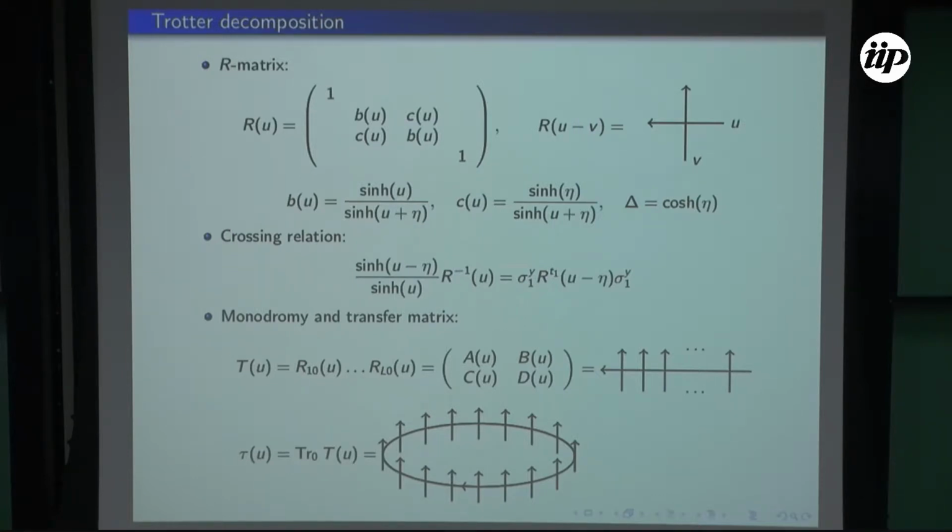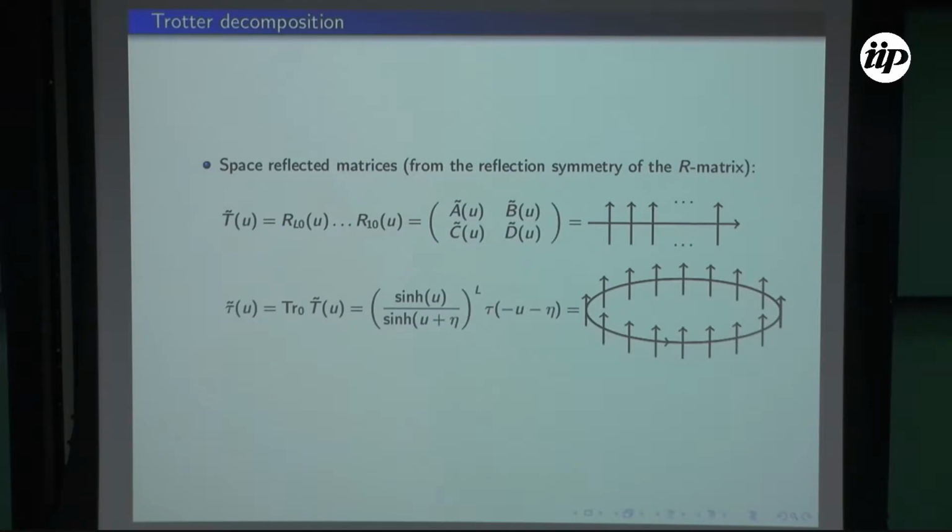It satisfies a crossing relation, which I just wrote down because later on we're going to use it. And of course, with the R matrices, you can define a T matrix. Sorry, a monodromy matrix. So a capital T is the monodromy. You can define a monodromy matrix with this monodromy matrix element, and you can take the trace to have your periodic transfer matrix, and then graphically it's depicted like this.